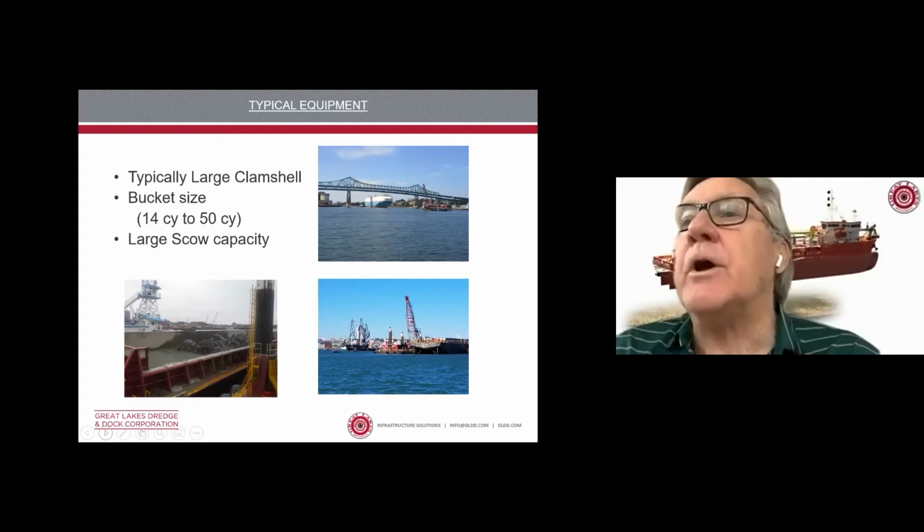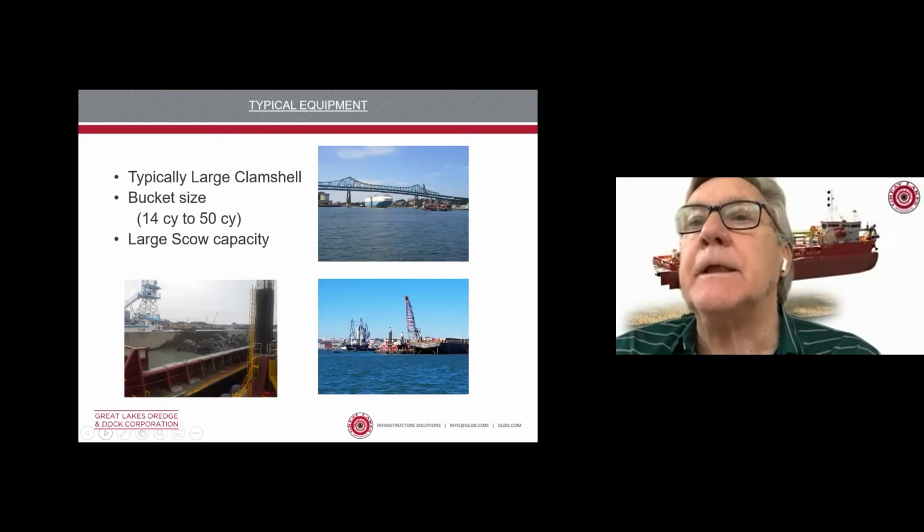And it's interesting to note just how things go. Back when we did the Boston job in the 90s, a 4,000 cubic yard scow barge was considered large. We now regularly use 8,000 cubic yard scows. So a big difference in size and capability there. Next slide, please.